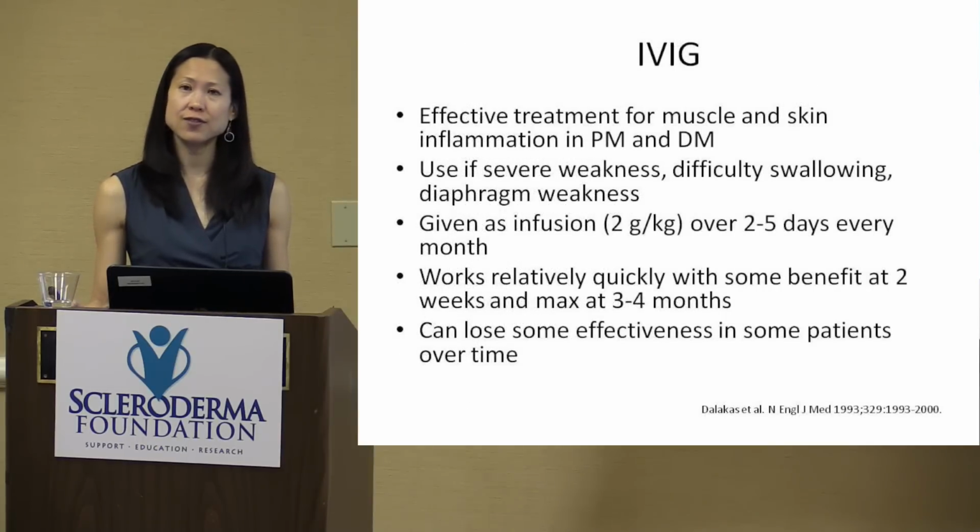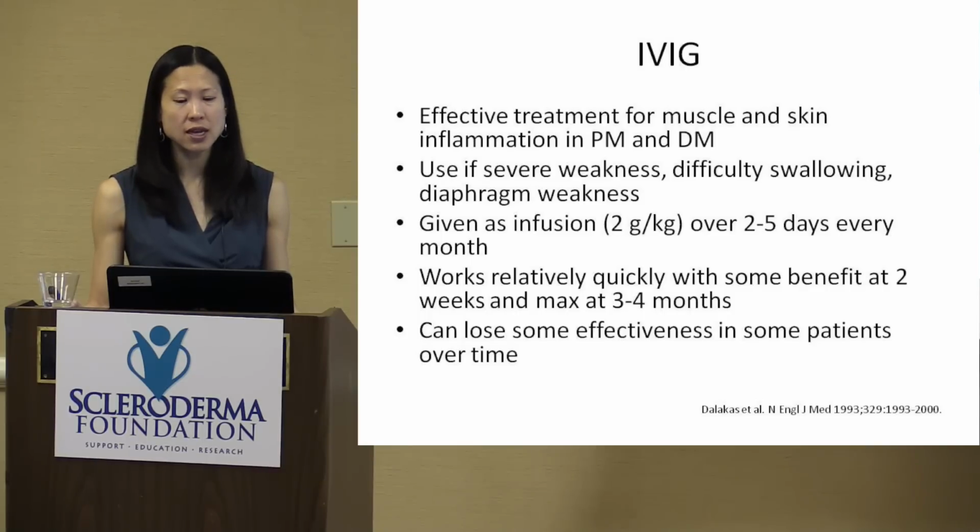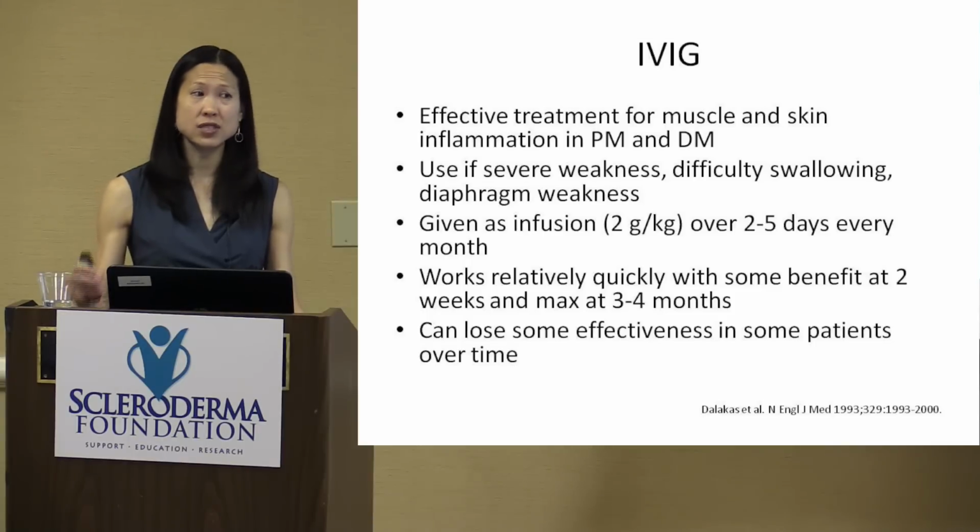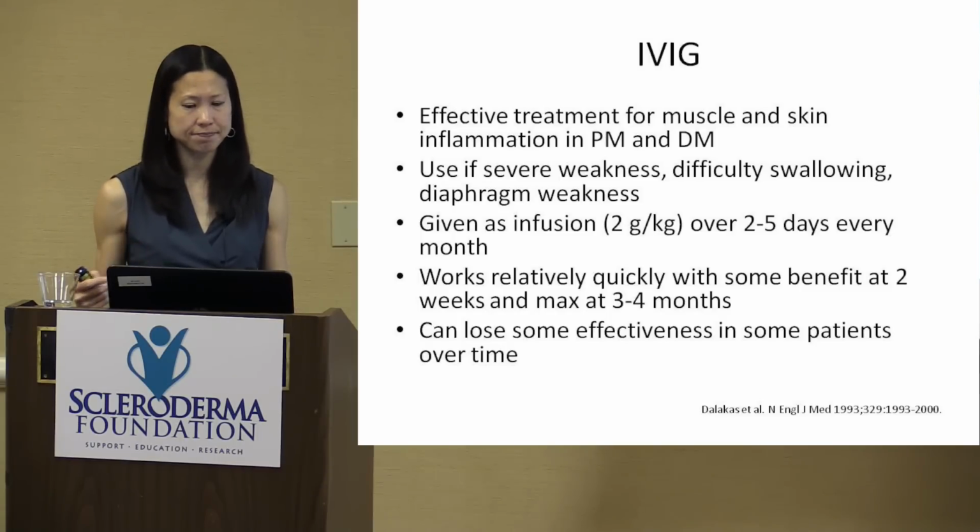IVIG, a very effective medication for treating both the muscle and skin inflammation associated with polymyositis and dermatomyositis. And typically we use IVIG if patients have severe weakness, if they have difficulty swallowing that's related to muscle inflammation, or if there's any diaphragm weakness. They probably need respiratory support and IVIG as well as high-dose steroids immediately.